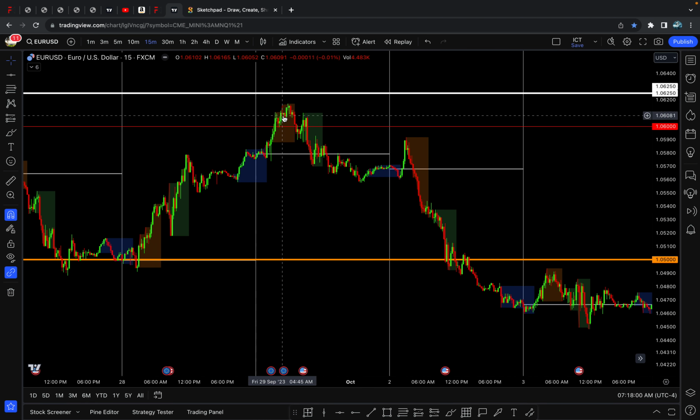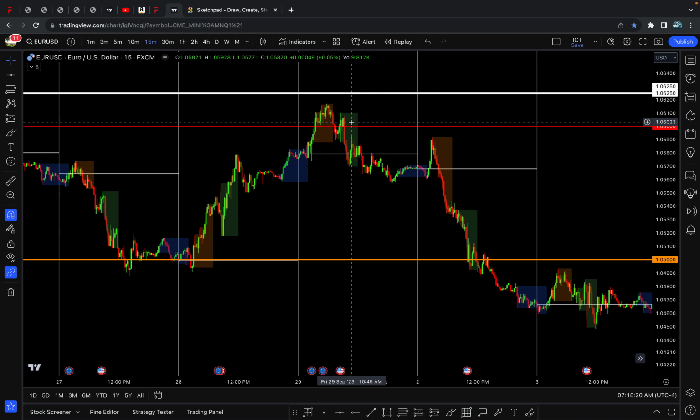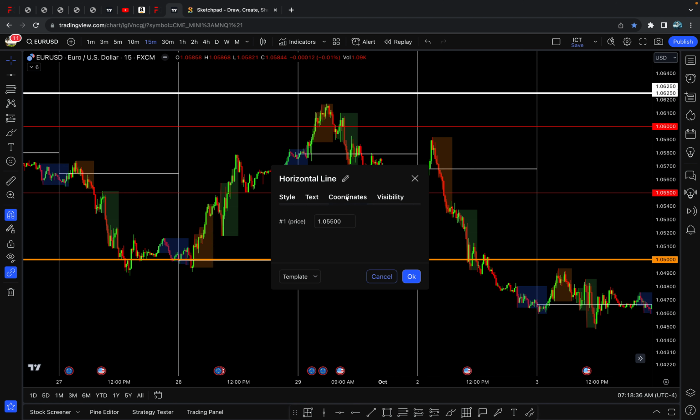Well, we know that the London session typically forms the high or the low of the day. So if you were going to say this was the high, then you would look at these levels that you have around here, and trade down to that. And you might add in a level down here to kind of watch out for.